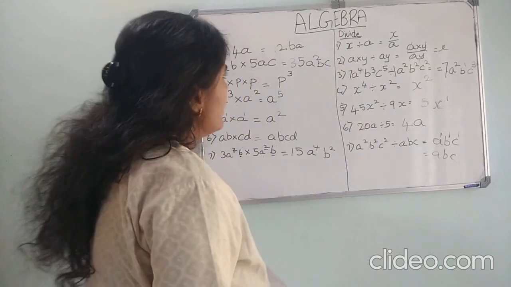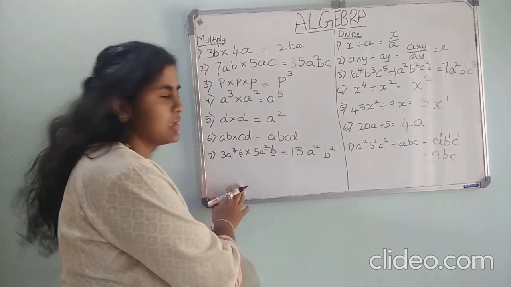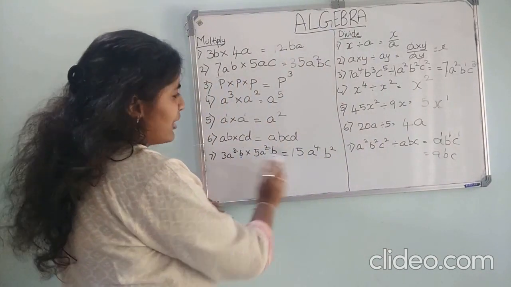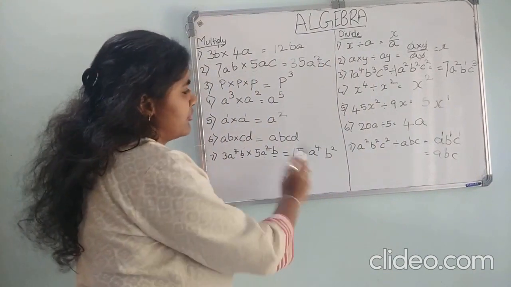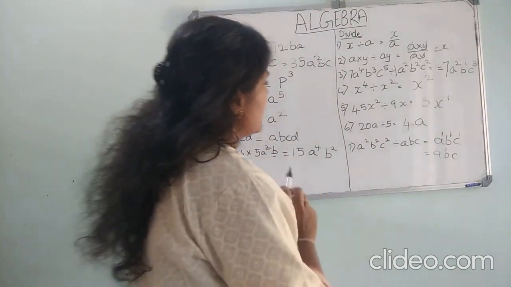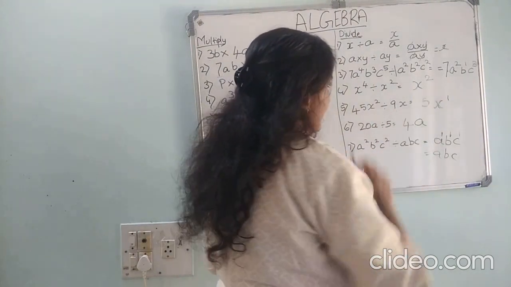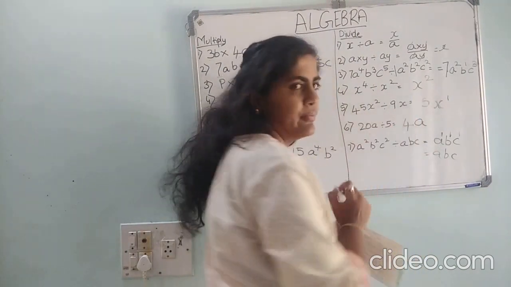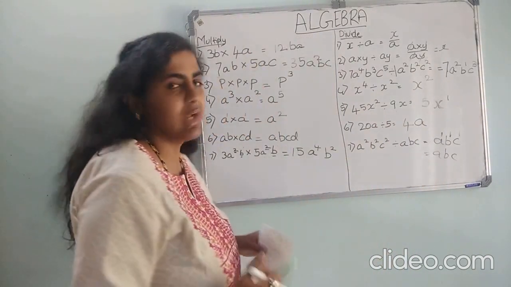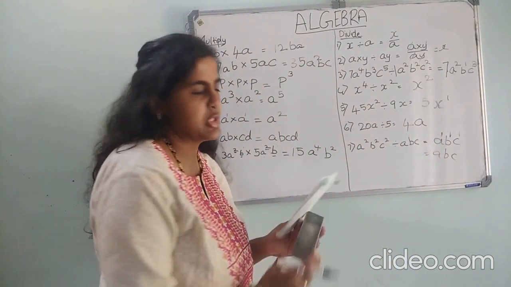So here what we have done: in multiplication, we multiplied the numerical terms and added the powers. In division, we divided the numerical terms and subtracted the powers. Okay. And now we will try to solve algebraic equations.